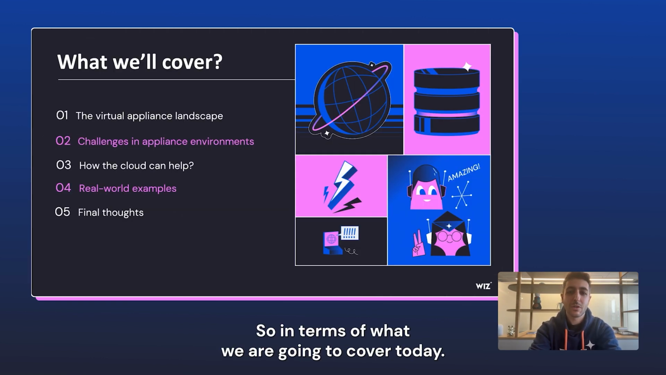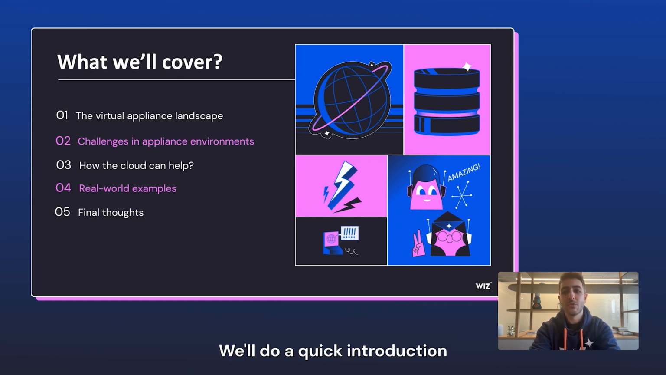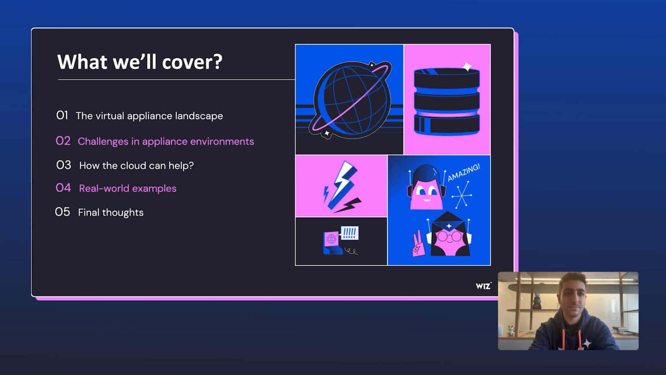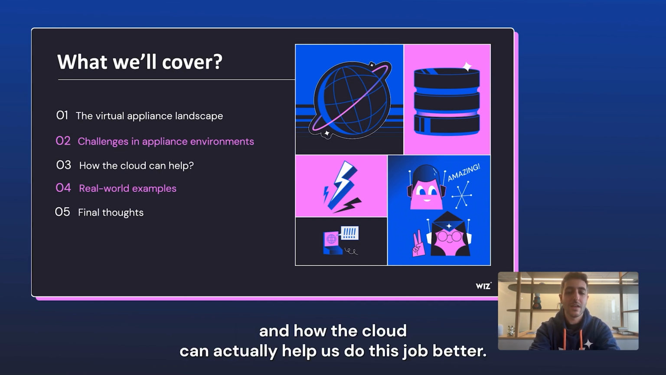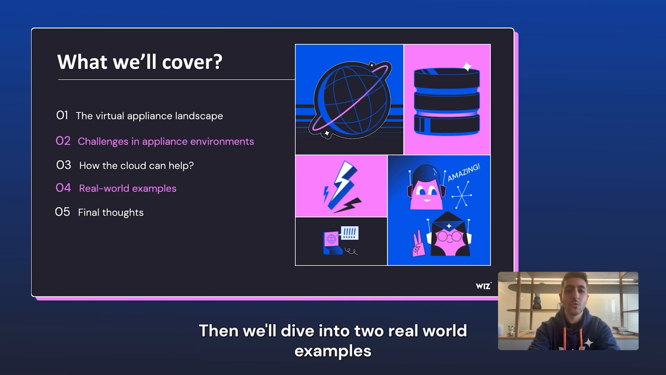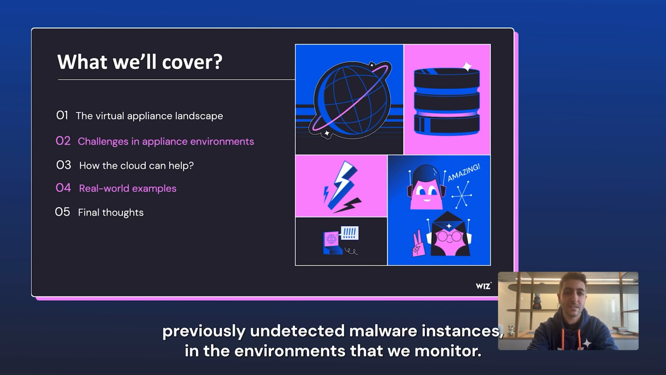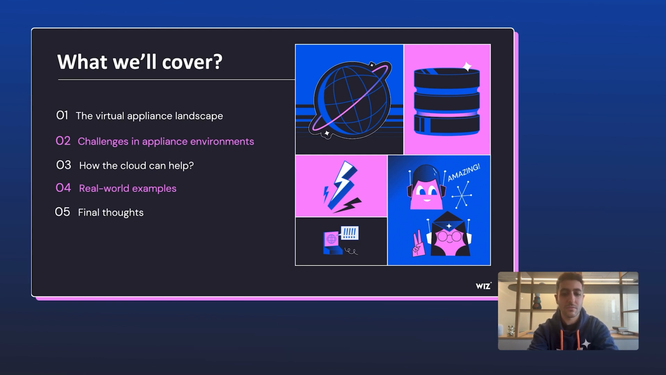In terms of what we are going to cover today, first we'll talk about the virtual appliance landscape. We'll do a quick introduction to virtual appliances and examine their presence in the cloud. Then we'll talk about challenges in threat hunting in virtual appliances and how the cloud can actually help us do this job better. Then we'll dive into two real-world examples where we use the methodology we present today to find previously undetected malware instances in the environments that we monitor. And we'll finish with some conclusions and final thoughts.